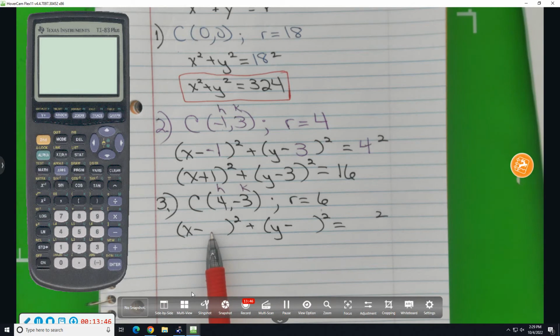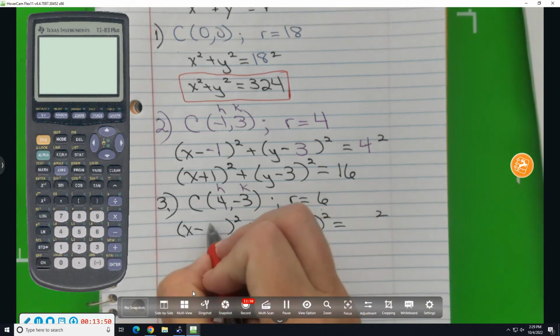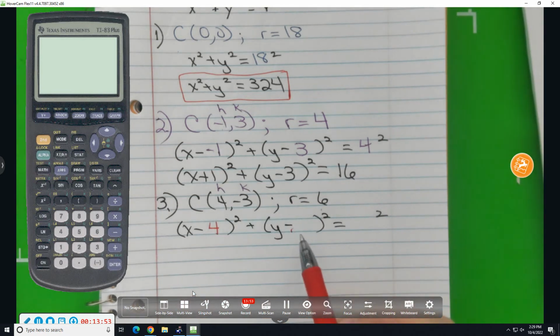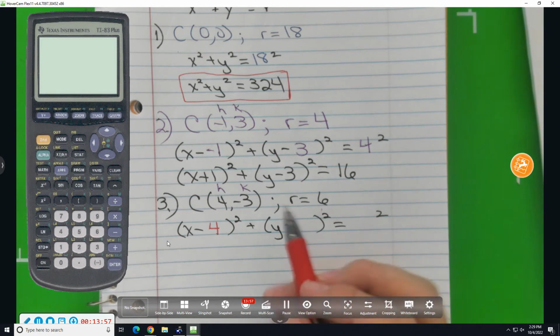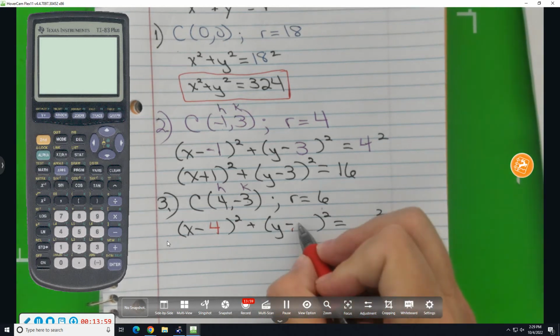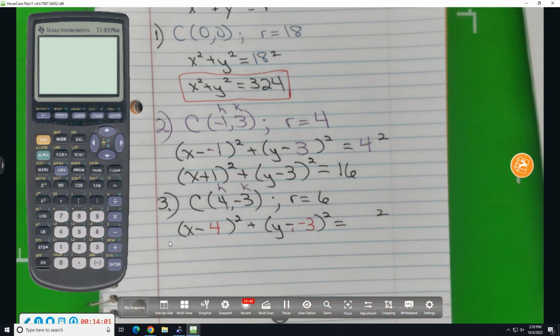What's going to go after the X minus? 4, I agree. What's going to go after the Y minus? Okay, that -3. So watch. You have a Y minus -3. We'll simplify that in a moment. On the right-hand side, what's going to go in this blank?